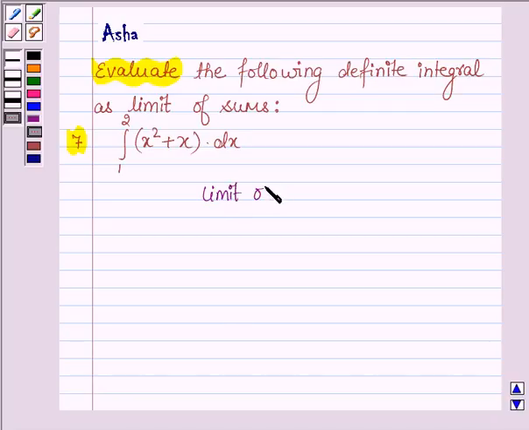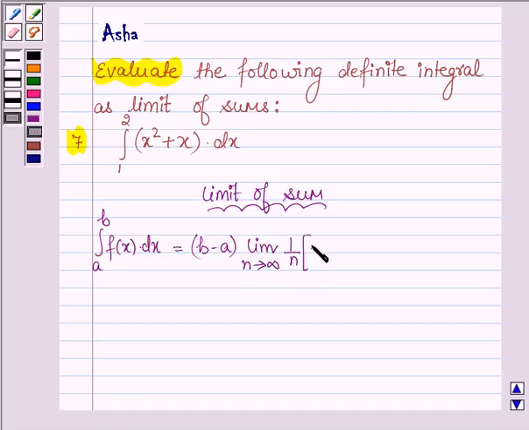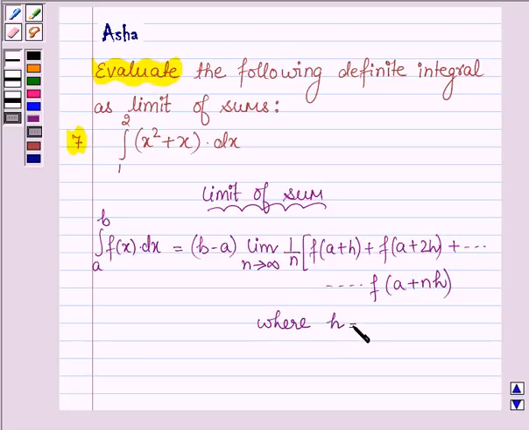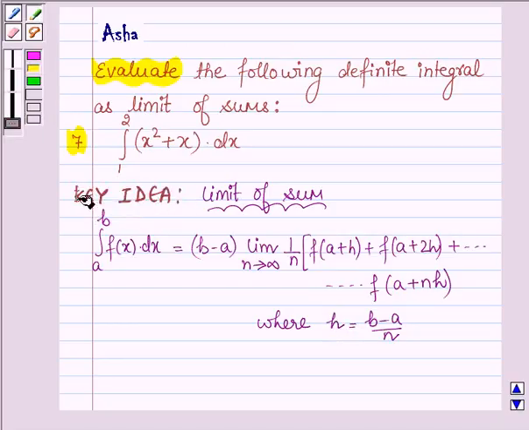Now, by the definition of limit of sum, an integral f(x) dx from a to b is defined by b minus a, limit as n goes to infinity, 1 upon n, times the value of the function at the point a plus h, plus the value of the function at a plus 2h, plus so on up to f at the point a plus nh, where h is equal to b minus a upon n, and as n goes to infinity, h goes to 0. So this is the key idea we shall be using in this problem to evaluate the given definite integral.